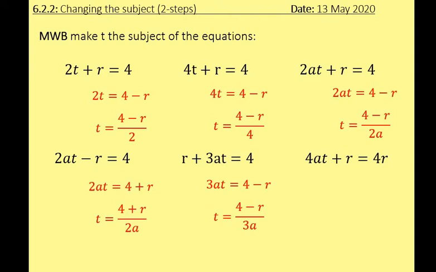all over 3a. And in the last one, we're going to subtract r from both sides, but we actually can simplify the right hand side in this one to get it should be 4at there. Perhaps I can change that now.